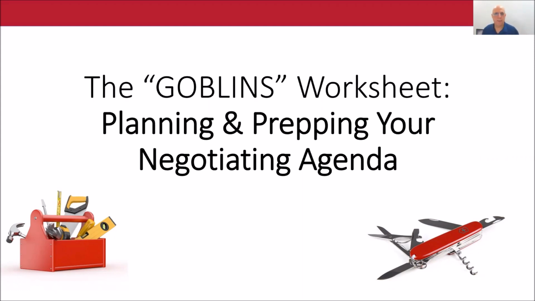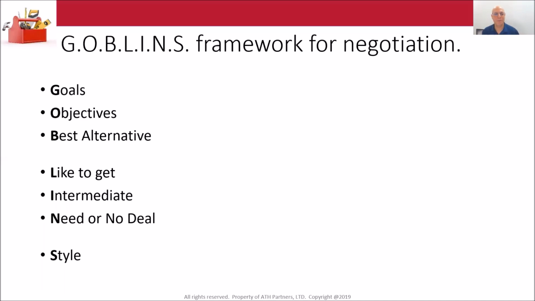This one is a little bit on the long side, so I've divided it into 2 parts. This is all about planning and prepping your negotiating agenda using the Goblins worksheet. Goblins is just an acronym. At the top, you've got goals, objectives, and best alternatives. And this is how we're going to talk about the strategic part of the negotiating process.